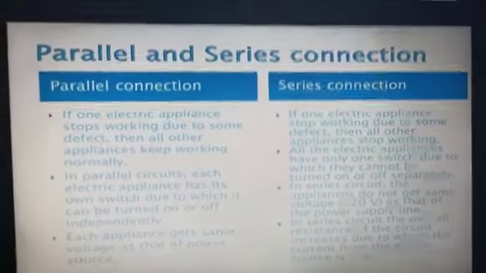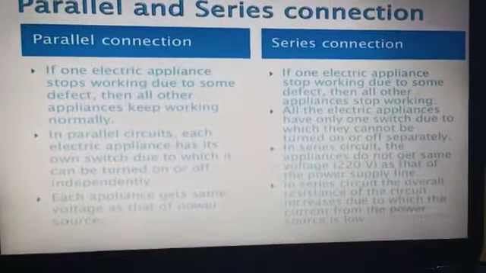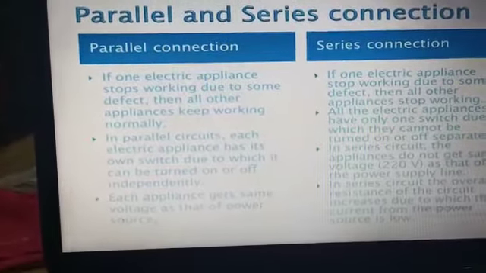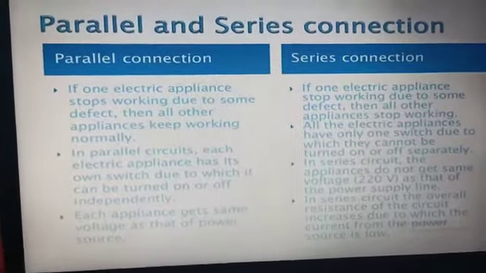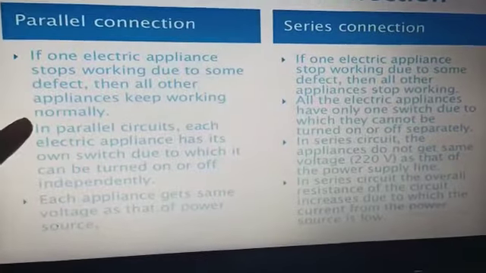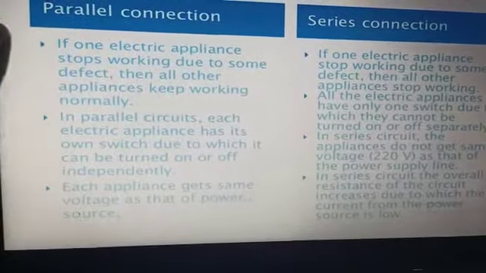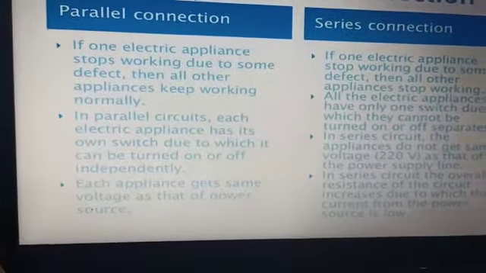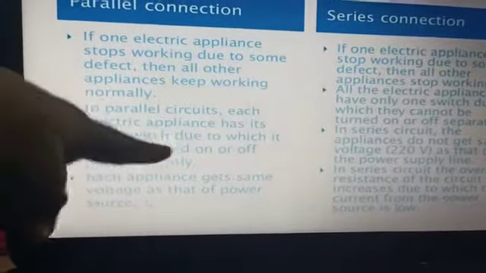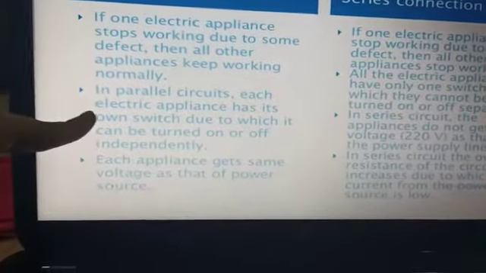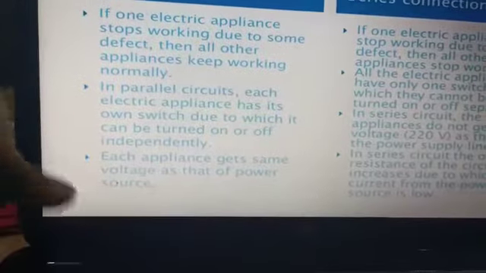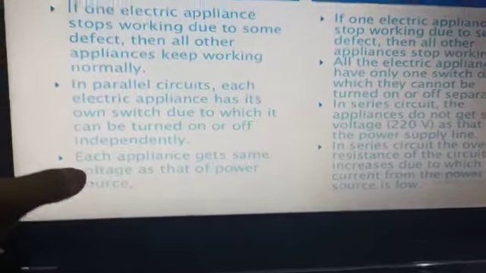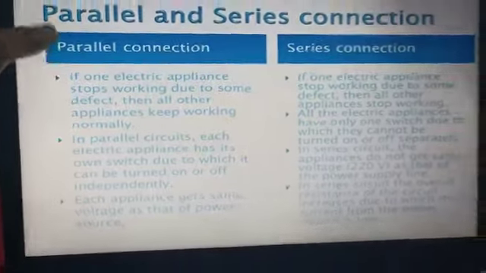Now we talk about the differences between parallel and series connection. In parallel connection, the benefit is if one electrical appliance stops working, then all the other appliances will continue working normally. The other appliances will not get spoiled. In a parallel circuit, each appliance has its own switch which can be turned on and off separately. Each appliance gets the same voltage as the power source, equal voltage distribution in parallel connection.